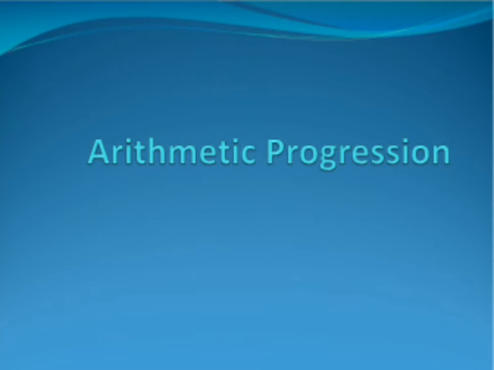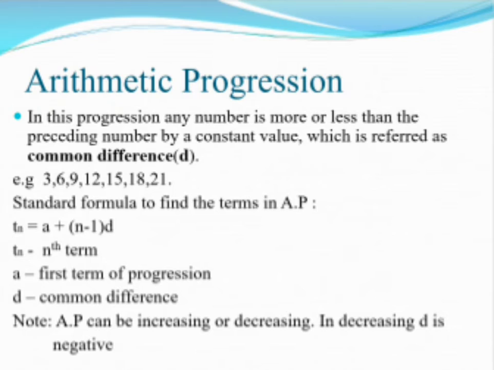This topic is important for all the competitive examinations of MBA as well as of bank. So let's start with arithmetic progression. In arithmetic progression, any number is more or less than the preceding number by a constant value which is referred to as common difference. It is usually denoted by d.